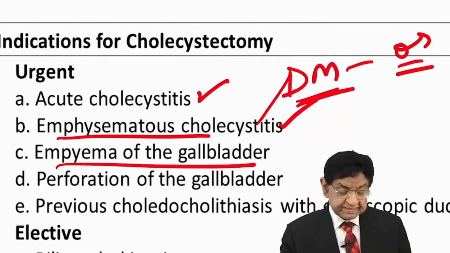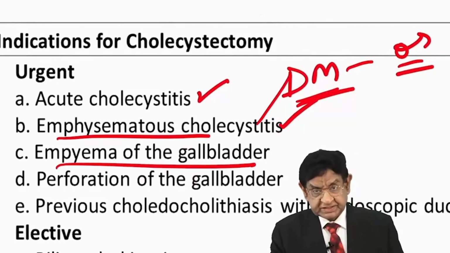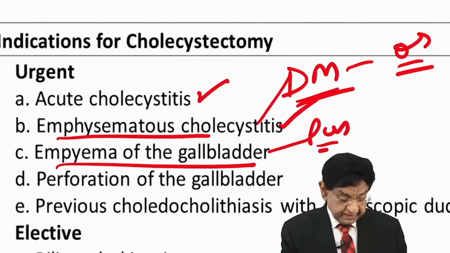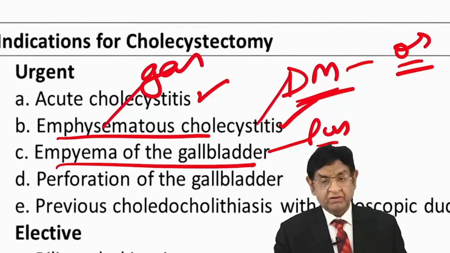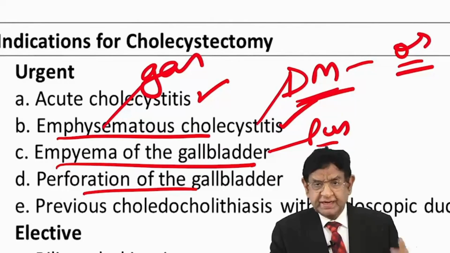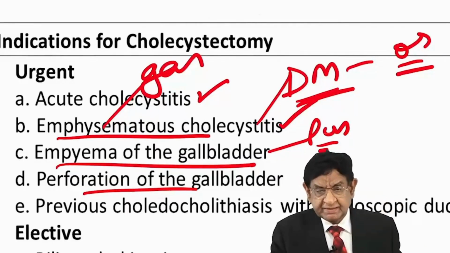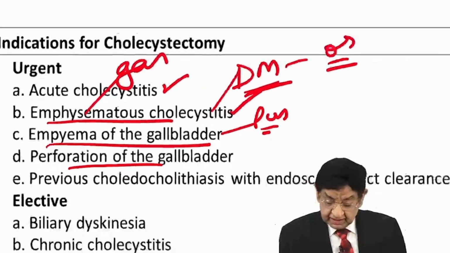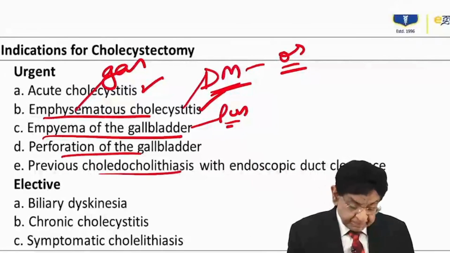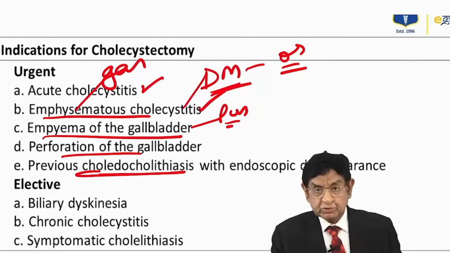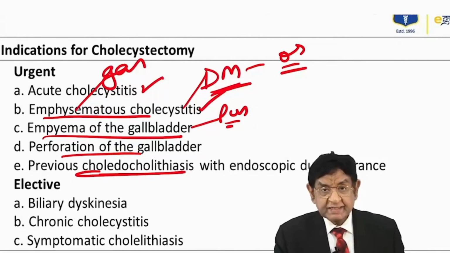Empyema of the gallbladder is again an indication of urgent cholecystectomy. Empyema means pus, and in this there was gas in the gallbladder. Perforation: it has perforated, and any perforation, any viscus perforation, is always an emergency surgery. And if the patient had previous cholelithiasis that was removed by the endoscope, but it has formed again, then again it should be done urgently.